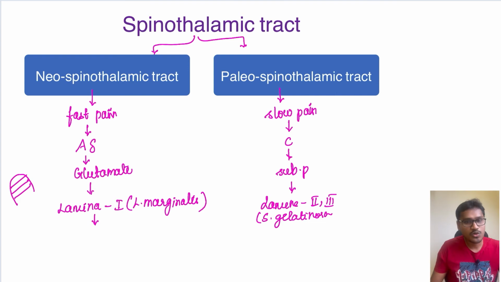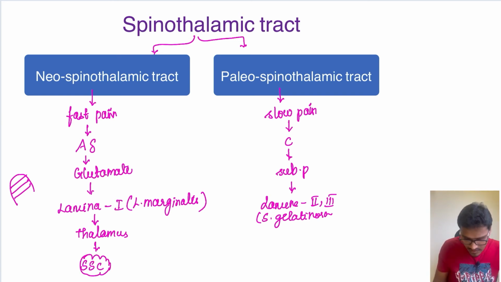From there it goes to the most common and important relay station in the body, that is thalamus, and finally it will go to the somatosensory cortex for perception of pain. This is the thing about fast pain, but the slow pain is different. Here most of the fibers go to a different region. Only a few fibers go to the thalamus and somatosensory cortex. Only around 10 to 20% goes to the thalamus and then to the somatosensory cortex.